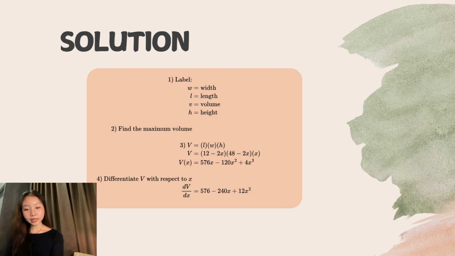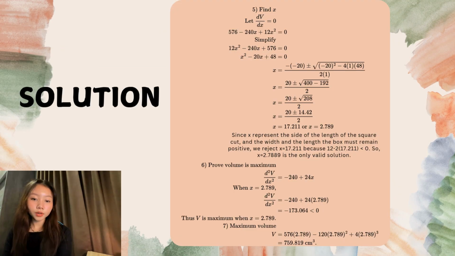So for the fourth step, which is differentiate V with respect to x, where we differentiate V, then we got 576 minus 240x plus 12x squared. Okay, so next we'll be looking at the fifth step, which is finding the x.